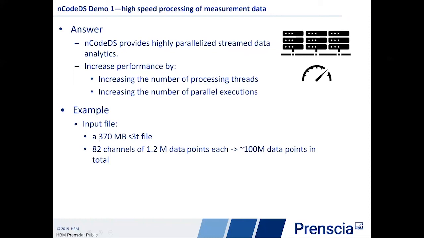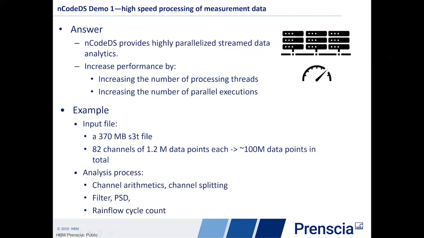So the example I'm going to use now, I'm going to use an S3T file, which is 370 megabytes, so quite heavy. It's got 82 channels, over 1 million data points each, so that makes it roughly 100 million samples in total, right? So let's now run an nCodeDS analysis, which does a bit of everything, a bit of cross-channel calculations, channel splitting, and depending on the sort of channel, we might want to do filtering and PSDs, or more rainflow cycle count and damage and things like that. So let's now have a look at the system here that I've got.